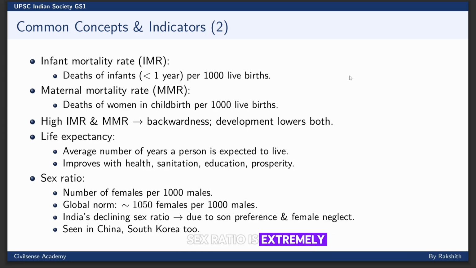Sex ratio is extremely important in India and it shows the number of females per 1000 males. Globally, women outnumber men, but India is an exception due to son preference and neglect of girl children, and the decline in sex ratio is a serious social warning sign.